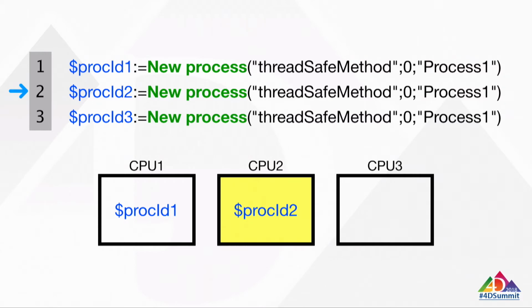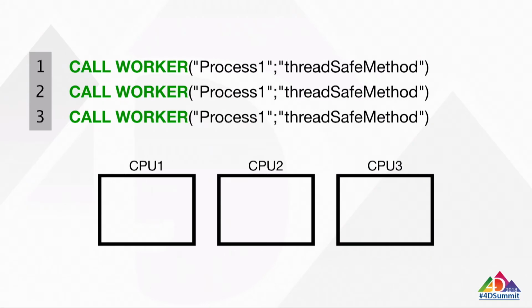Now it's going to run in the second CPU. The third one, again, because they are separate processes, they're running in their own CPU. Okay? So a different picture now, using the command called worker. All of the workers' names have been specified with the same one, so let's see what happened here.